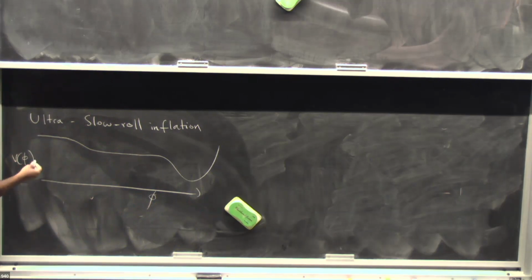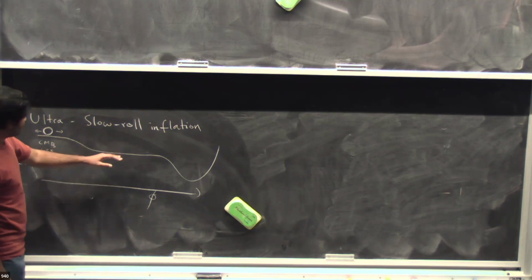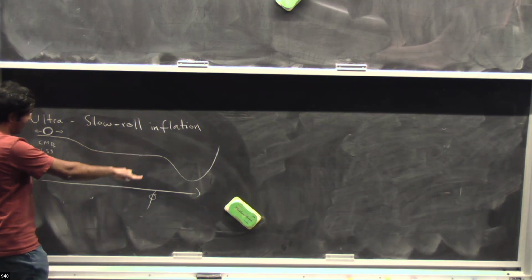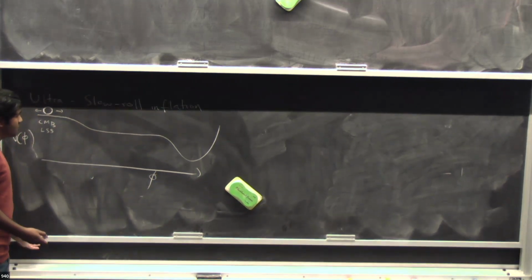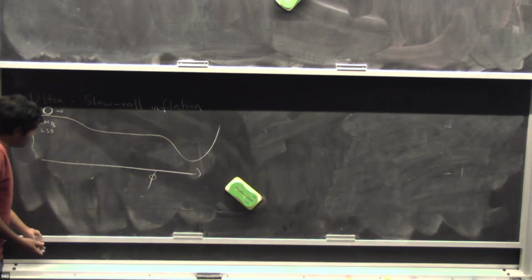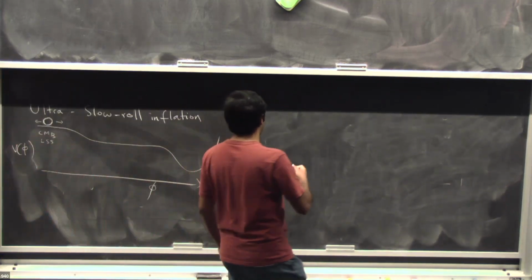What can happen is that as the inflaton is rolling down over here, you generate the fluctuations that we see on the CMB and large scale structure. But then there is a later part where the potential is extremely flat. And if the potential is extremely flat, there is a way in which you can have large density perturbations.